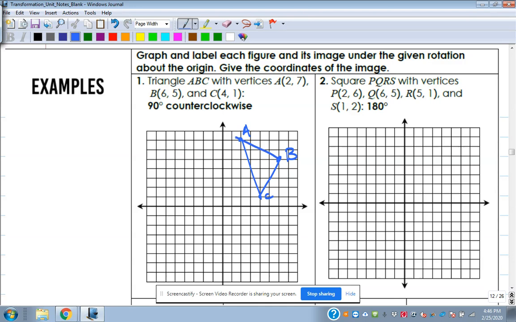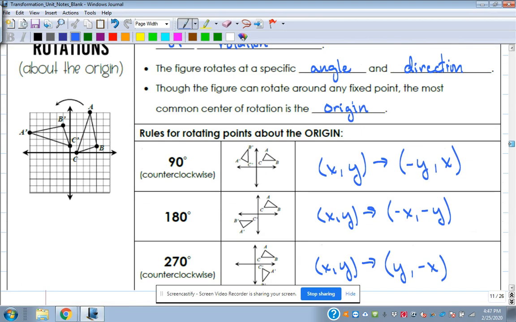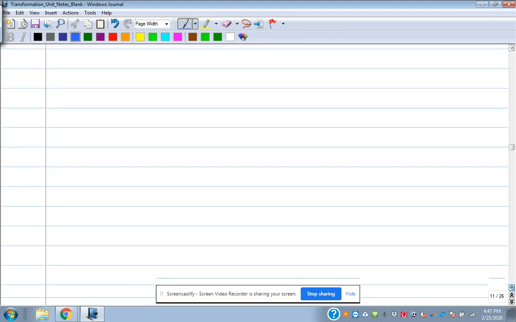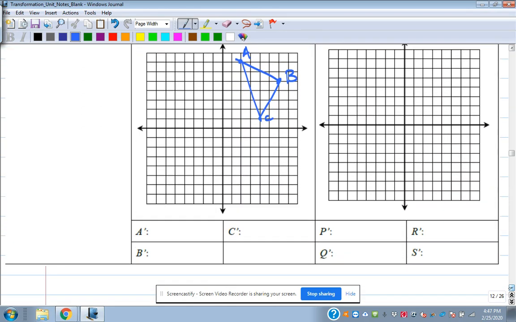So we're going to rotate that image 90 degrees counterclockwise. So what it does to the ordered pairs, 90 degrees counterclockwise, swaps the X and Y, changes the sign of the Y. So A prime, instead of being at 2, 7, swap them and change the sign of the Y. So that's going to be negative 7, 2. B prime should be at negative 5, 6. C prime should be at negative 1, 4.